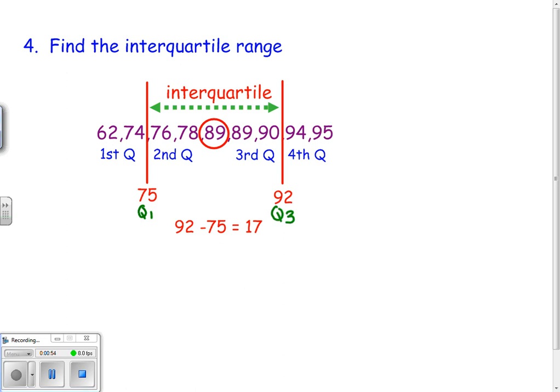A normal range is just the highest minus the lowest. So the normal range here would be 95 minus 62. That's normal. That's what you're used to. Interquartile range is Q3, which is 92, minus Q1, which is 75. So your interquartile range is only 17.